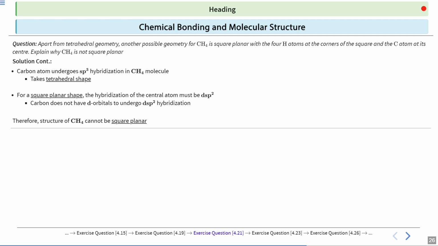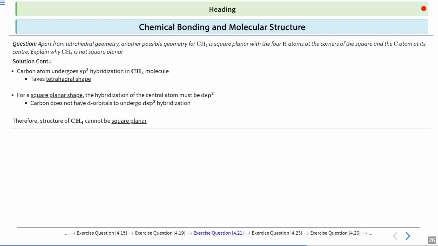So now the question is, if it is not true for the small atom, then it should be true for the greater atoms, and yes, your assumption is true. For the greater transition elements, we see the square planar geometry. In your 12th syllabus, you only see square planar geometry in coordination compounds when we see a d8 configuration. So we'll see this when we study coordination compounds.